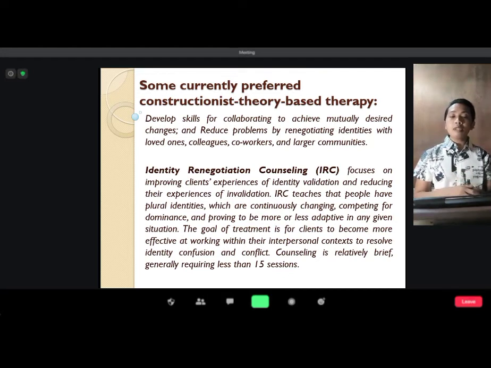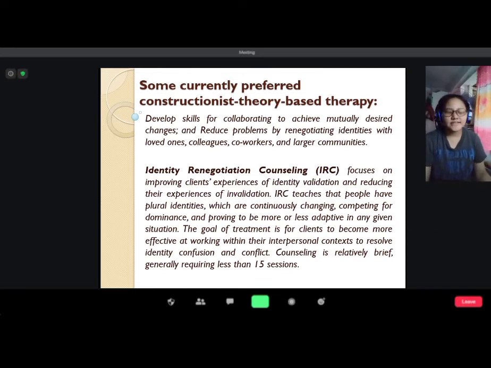So the goal of this law daw, diba, is for you to adapt with the changing environment. So with the society where you interact. So, and this counseling is saglit lang siya, relatively brief, and generally requires more or less than 15 sessions only. So, yun po.